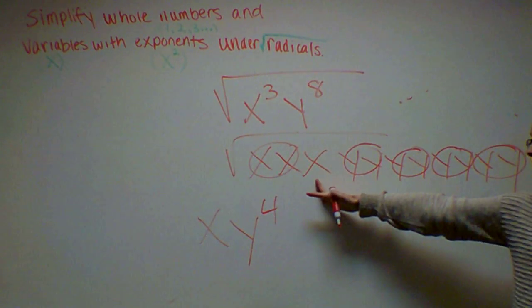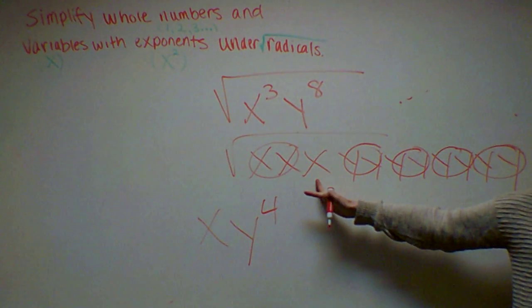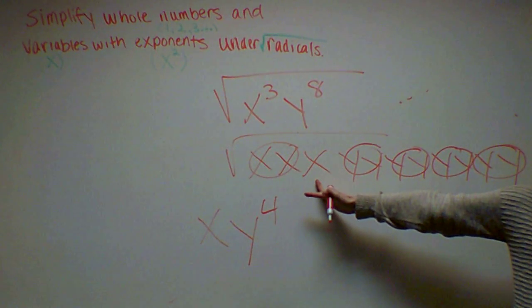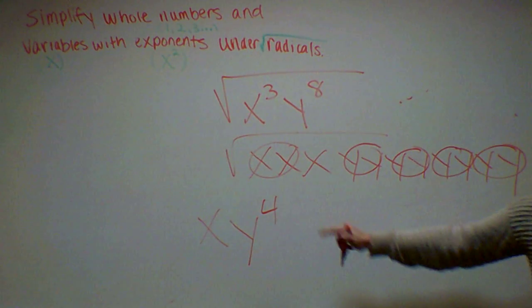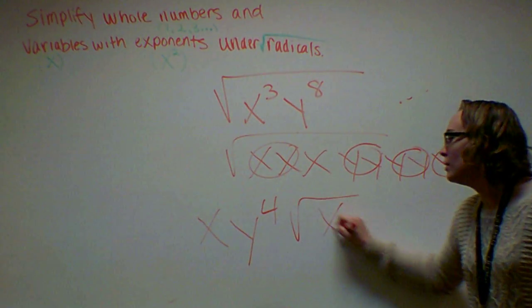Now, Tyler got confused at this point, and I think Tim and Anthony did too. What do we do with this x? You leave it inside. It's lonely. It stays in the radical all by itself.